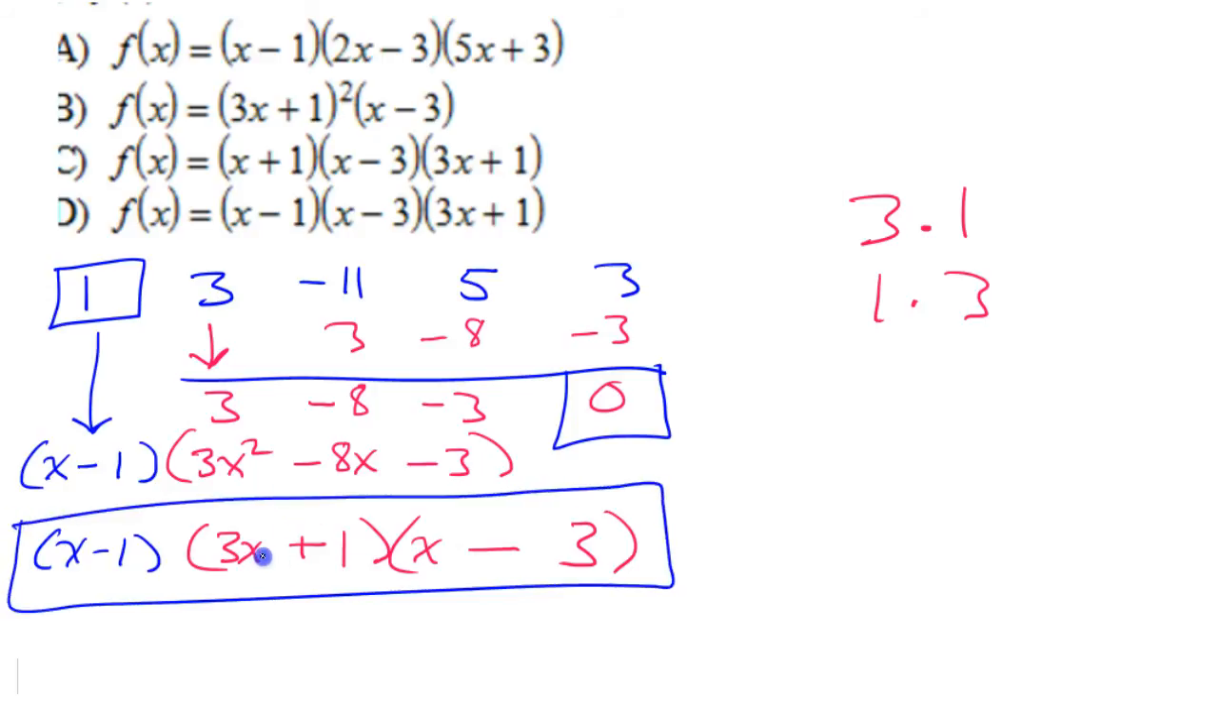Okay, so what do we have? There's my x minus 1, my x minus 3, and my 3x plus 1. Notice the order of these doesn't matter. So the answer is D.